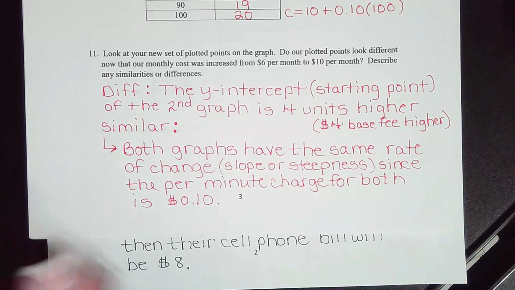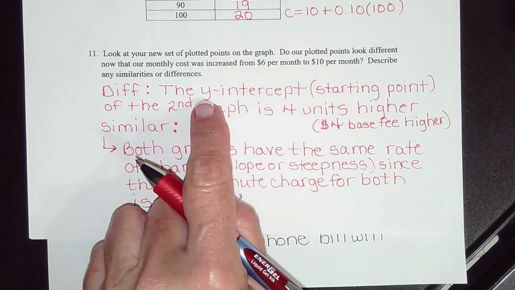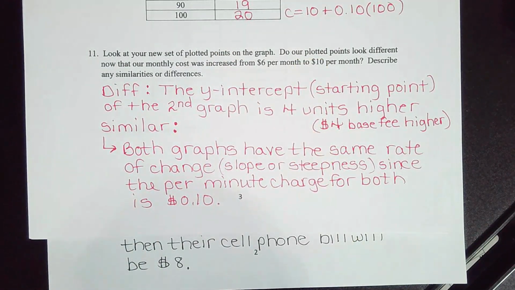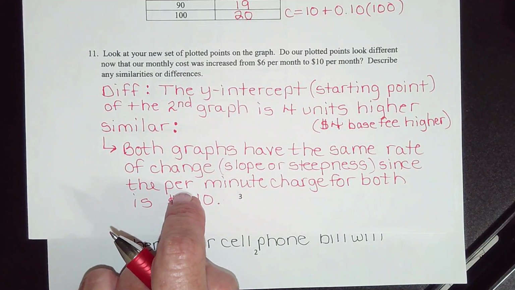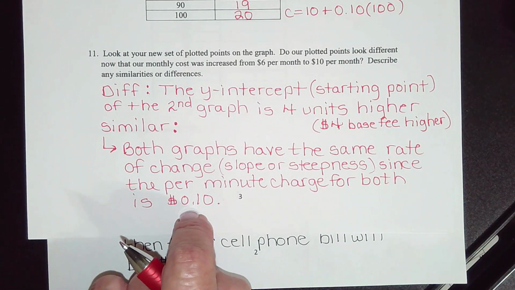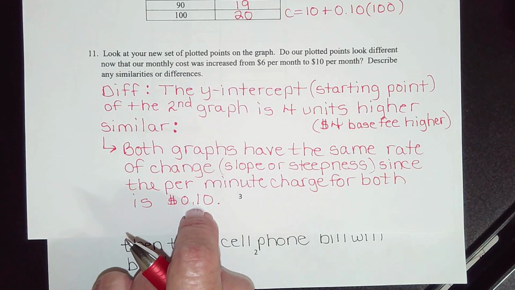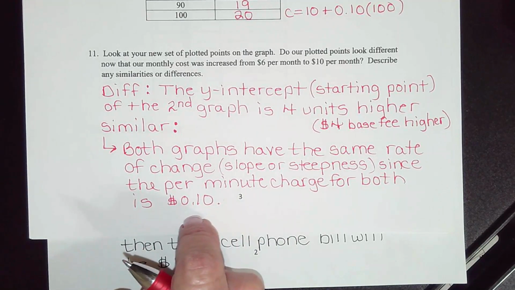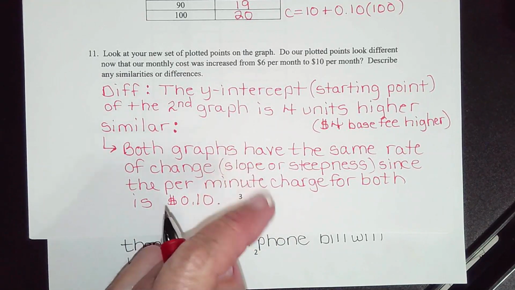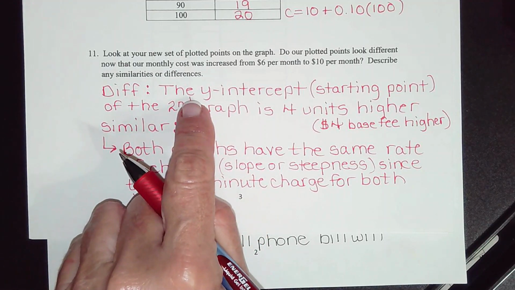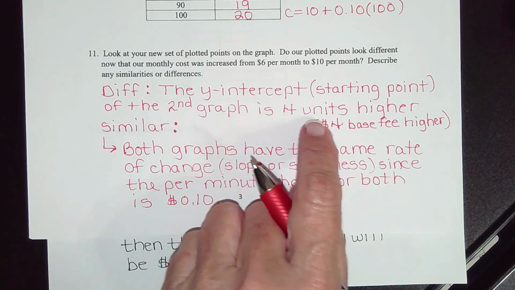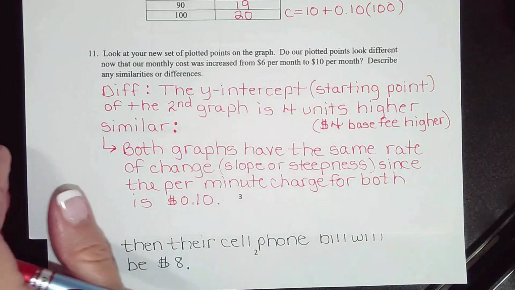So we can guess that when you change the base fee, the graph goes up or down, depending on whether you make it higher or lower. And that when you change the slope or steepness, if it goes up, the line's going to be steeper. If it goes down to 5 cents per minute, let's say, then the line's going to be flatter. So the per minute charge decides the steepness, and the base fee decides where it's going to cross the y-axis, because at 0 minutes it's going to be equal to the base fee.